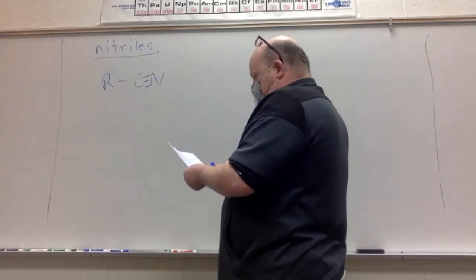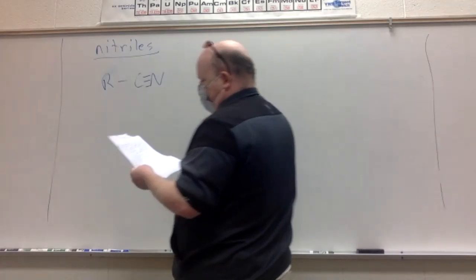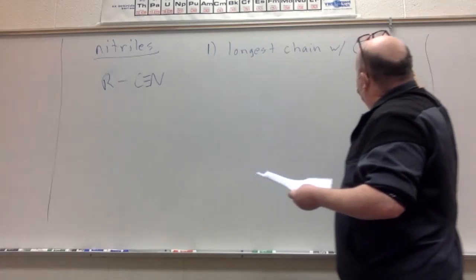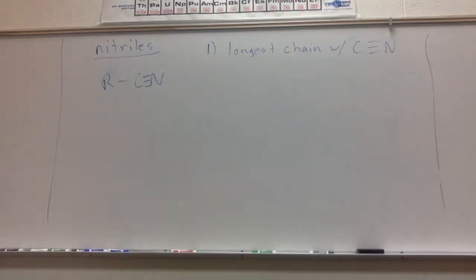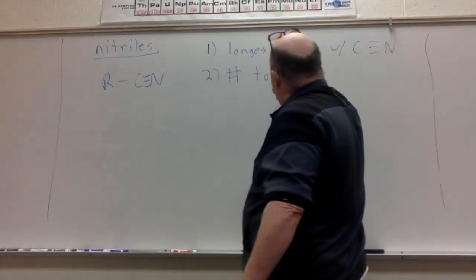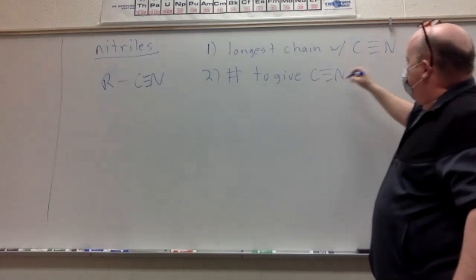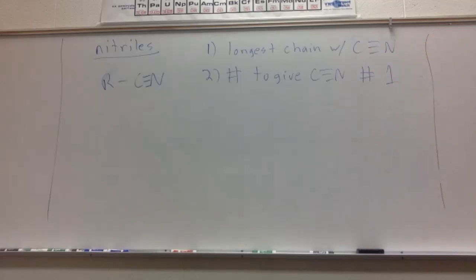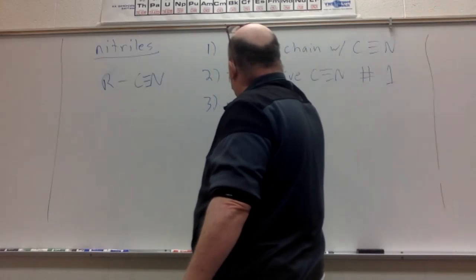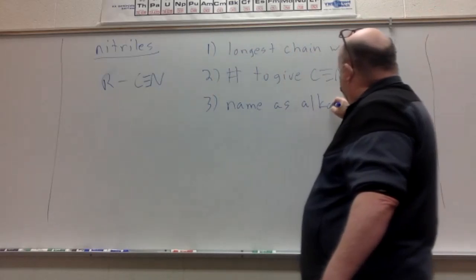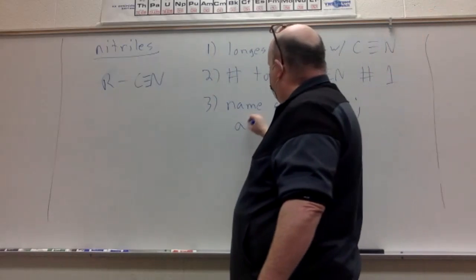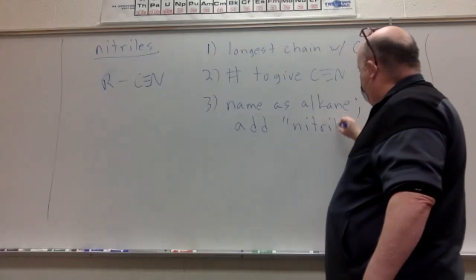All right. So to name nitriles, first, find the longest carbon chain with your nitrile group. Number to give this carbon right here, number 1. All right, and what you're going to do is actually name it as an alkane. And you're not going to erase anything from the alkane name. You're just going to then simply add the word nitrile to the end of it.